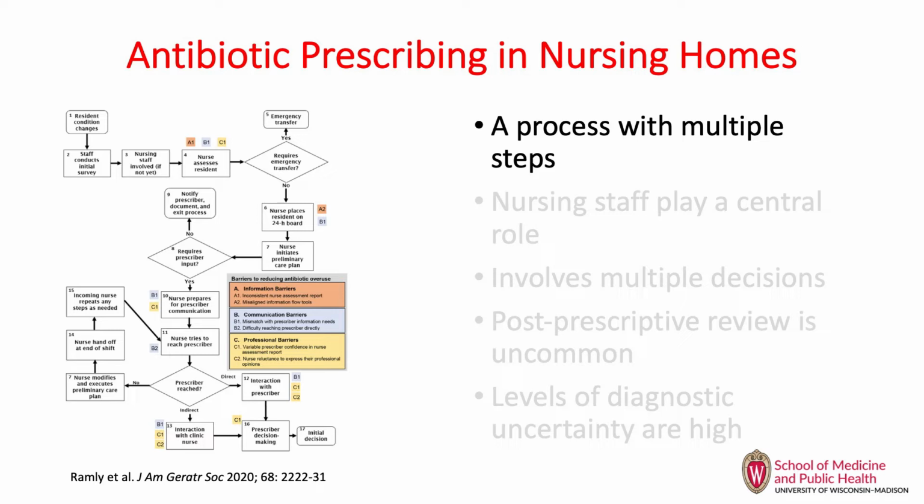I want to spend a little time talking about many of the factors that contribute to antibiotic misuse and overuse. It's important to understand that this is a fairly complicated process. This is a flow map that we created through a number of qualitative studies in a number of nursing homes in Pennsylvania and Wisconsin. What is very clear is that there are a lot of communication handoffs in this process before you actually get to the antibiotic treatment decision. As a result, there's a lot of opportunity for information decay.